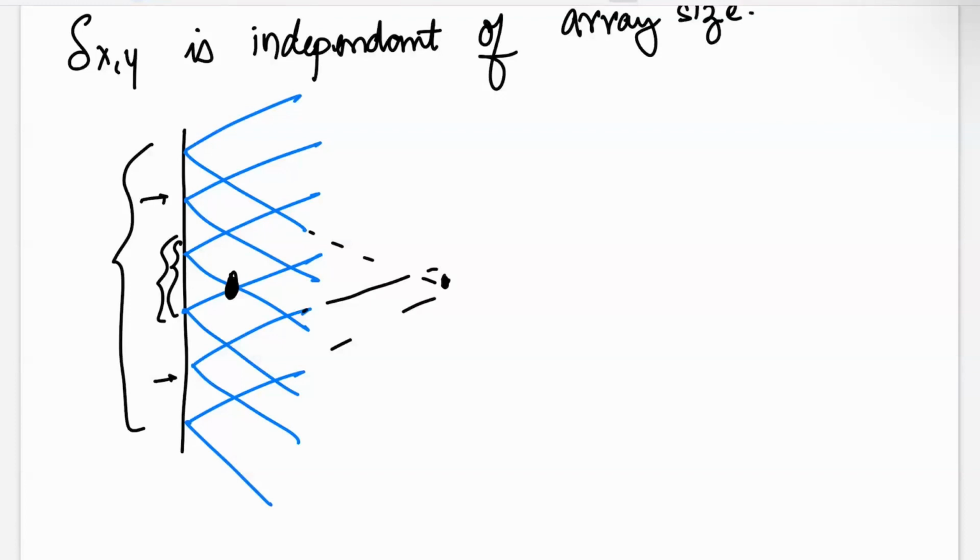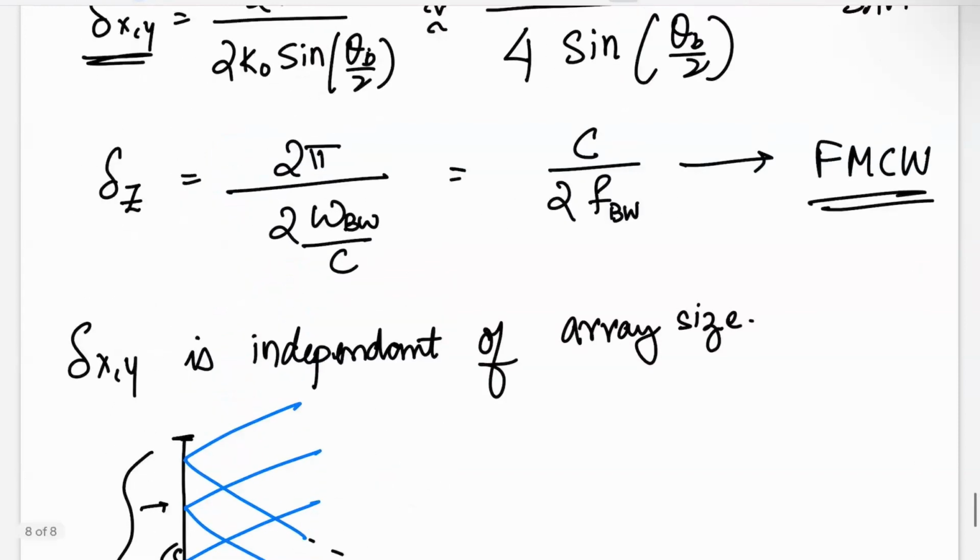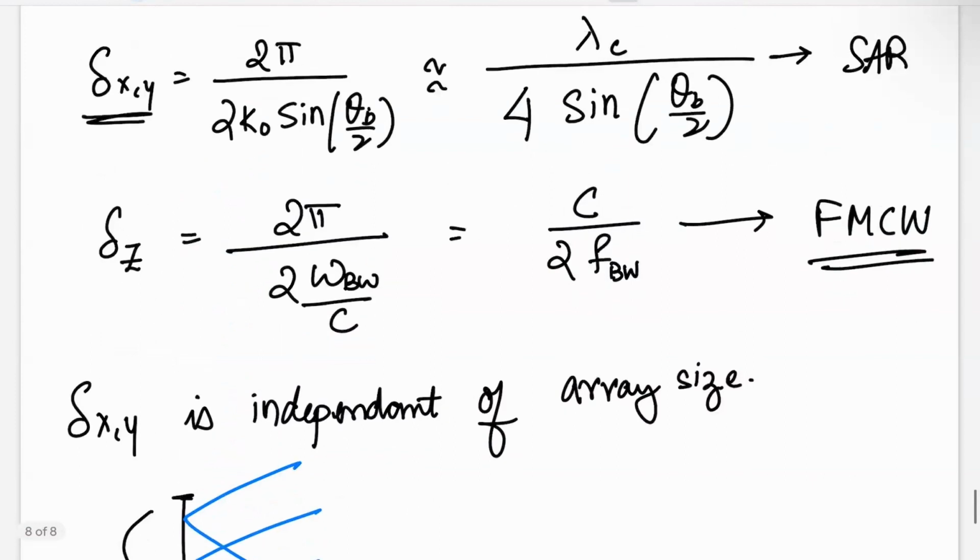Of course, at the end of the day, your aperture is physically limited. So if you go very far away, then the resolution starts dropping, just like a regular lens with distance. But when you're close by, it's independent of the distance when you're in the near field of the entire synthetic aperture. So that's one counterintuitive feature of SAR.